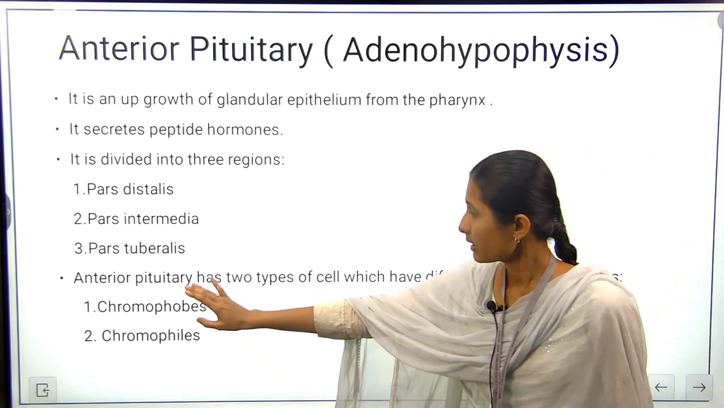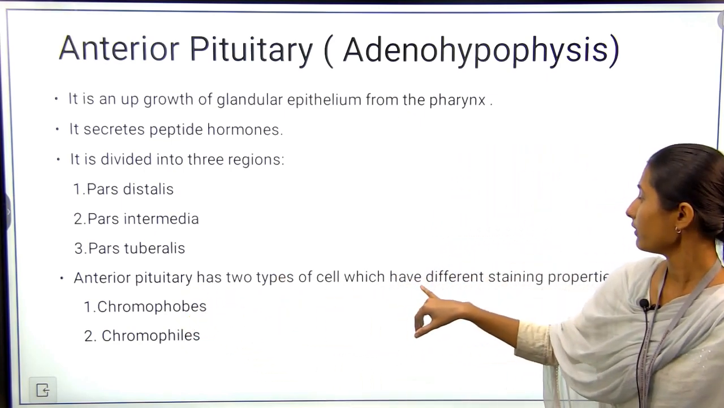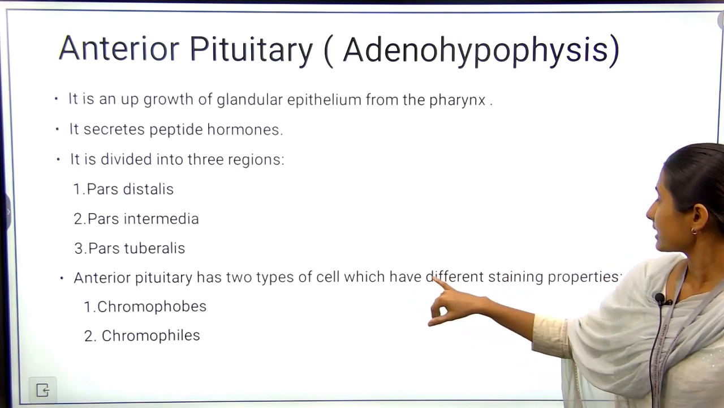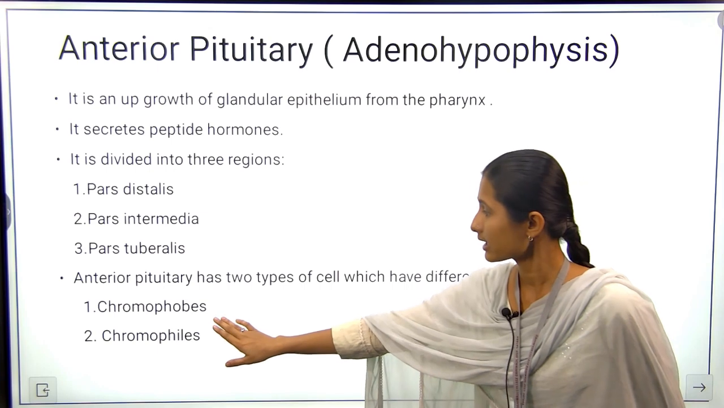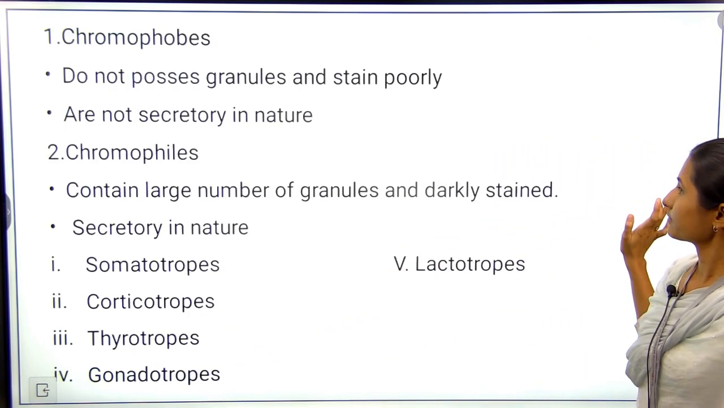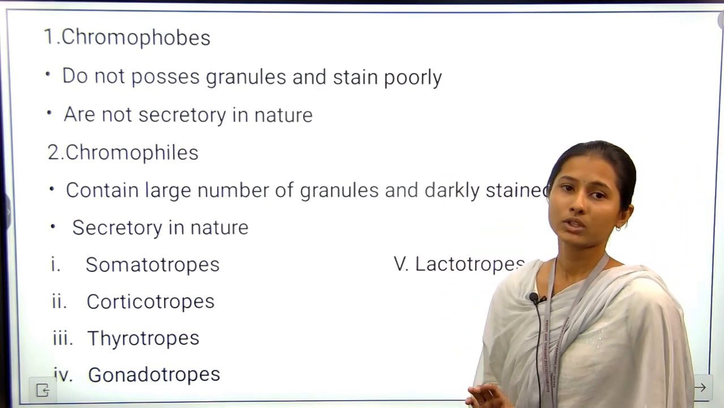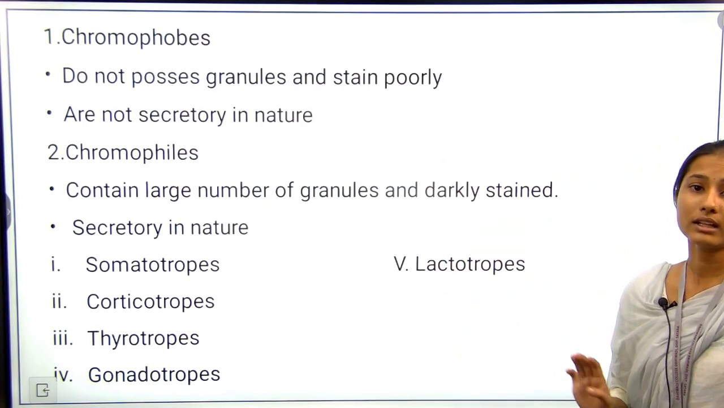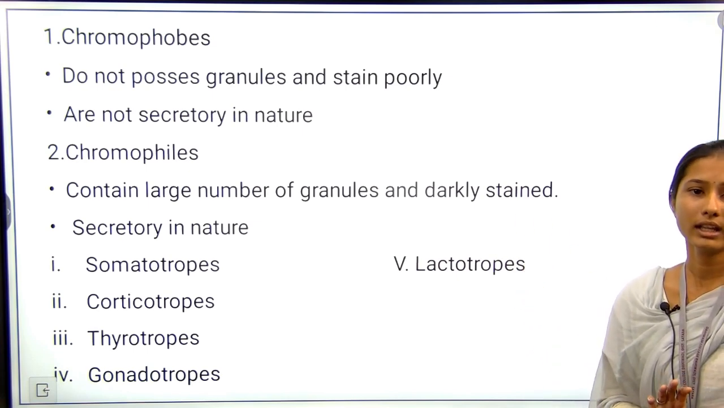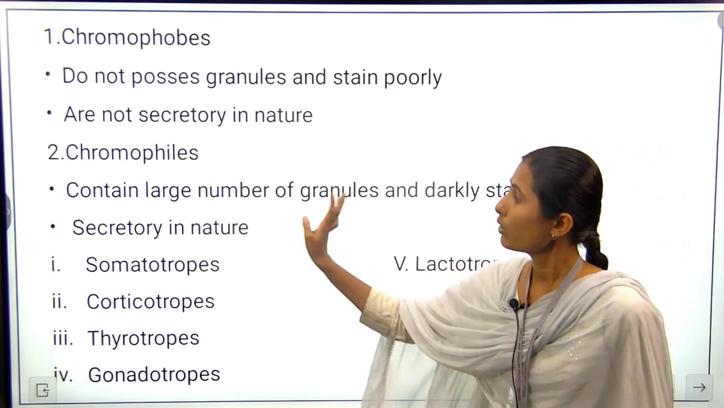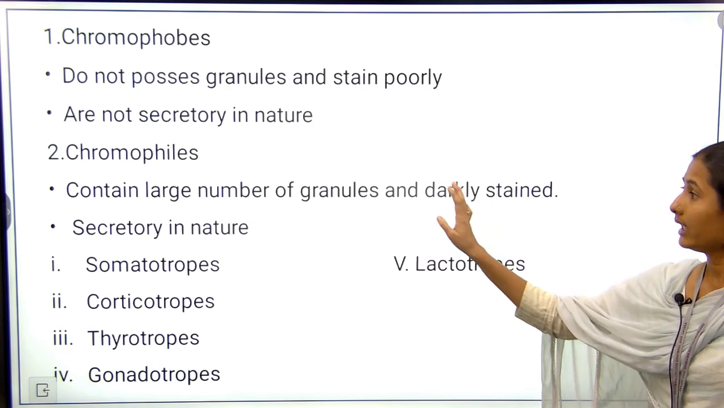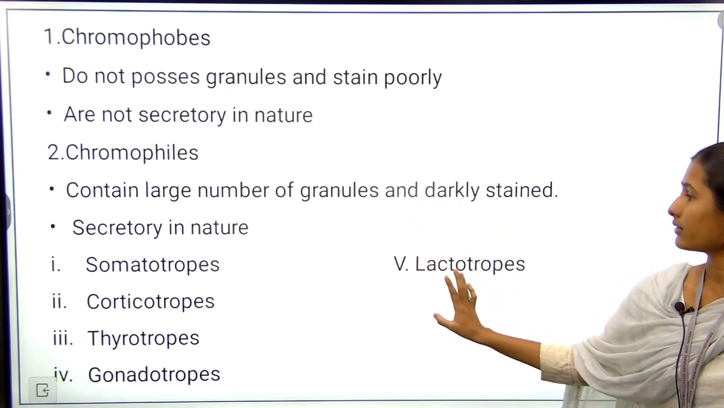The anterior pituitary has two types of cells which stain differently: chromophobes and chromophiles. First, chromophobes possess granules and stain poorly. They are not secretory; they cannot produce any hormones. The next is chromophiles, which contain a large number of granules and stain darkly. Among the chromophiles we will discuss five types of cells.